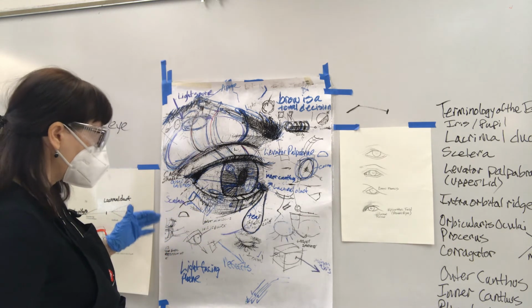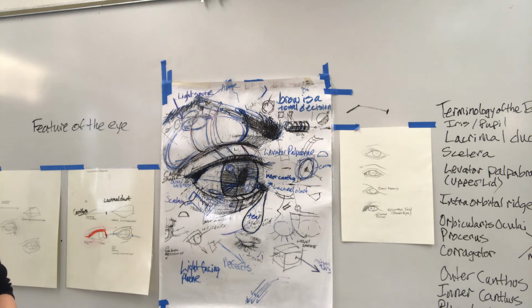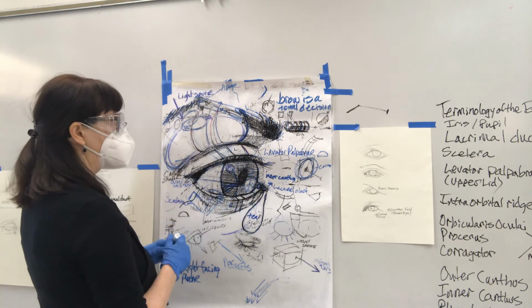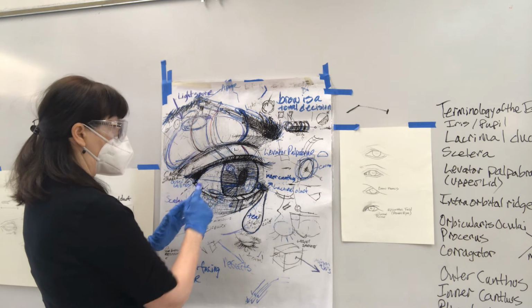So as we look at this, the important part of it for us as artists is that, again, this is a glossy surface. We have the sclera, the white of the eye, which is never the white of the eye.